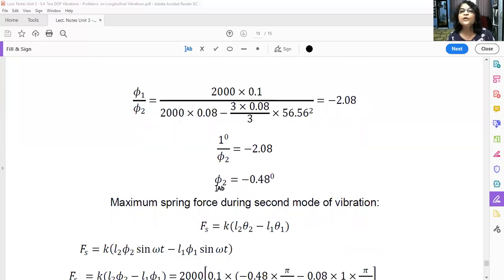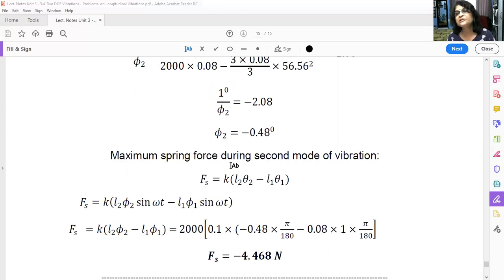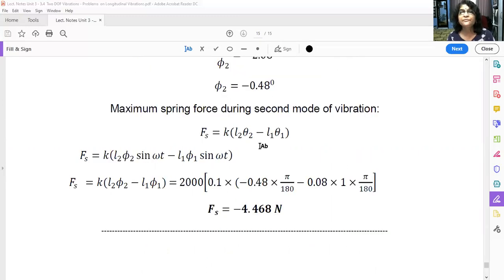Now you have to find out the maximum spring force also. What is the equation? Fs is equal to k into (L2 theta 2 minus L1 theta 1). Now you know all the values. Maximum spring force means theta 2 will be replaced by phi 2, theta 1 will be replaced by phi 1. What is theta 2? Phi 2 sine omega t. What is theta 1? Phi 1 sine omega t. For maximum values, sine omega t is 1. So your spring force Fs is equal to k into bracket (L2 phi 2 minus L1 phi 1).